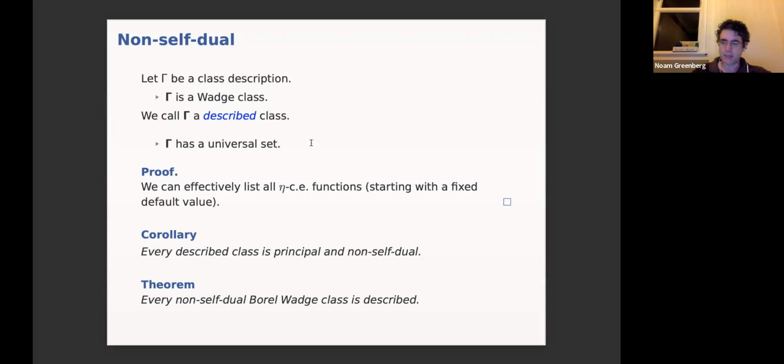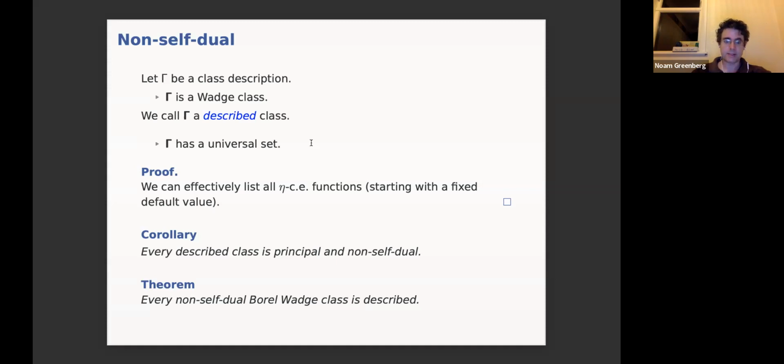And how do I list names? Well, that means for each node, I need to list essentially eta CE functions, starting with the default value. And this is where the default value really matters. I wouldn't be able to do that if I didn't have this default value, right? Because if I'm trying to list eta CE functions, I need to take into consideration the possibly partial approximations that I have. And while I'm waiting for the approximation to start, I say default value. That's what makes the effective listing possible. And that's the reason that those classes have universal sets. And the consequence is that those classes are principal and non-self-dual.